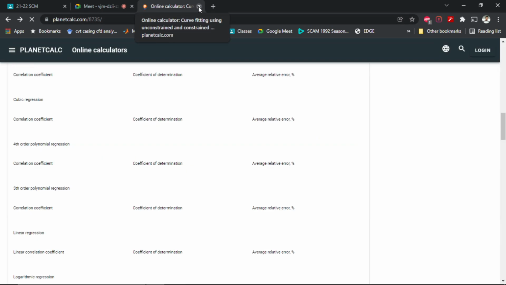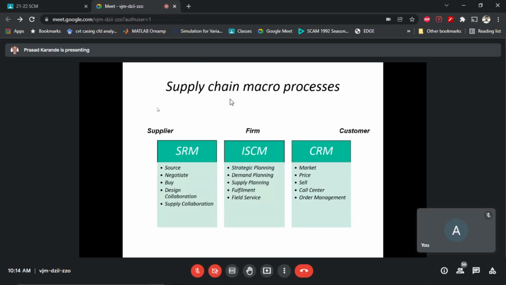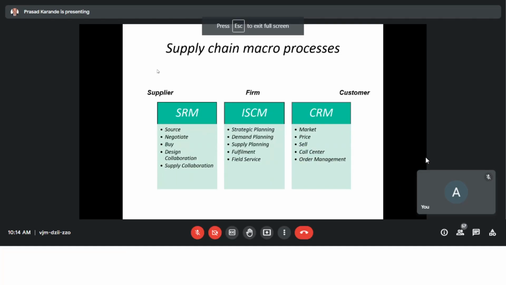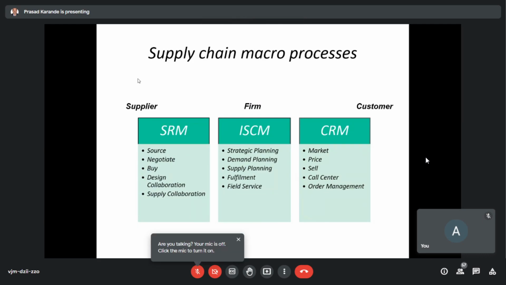Now we'll be looking at the macro processes of supply chain. We have seen different stages of supply chain, and we have seen how supply chain is basically studied and managed in two ways. One is the cyclic view, and the other is the push pull view.